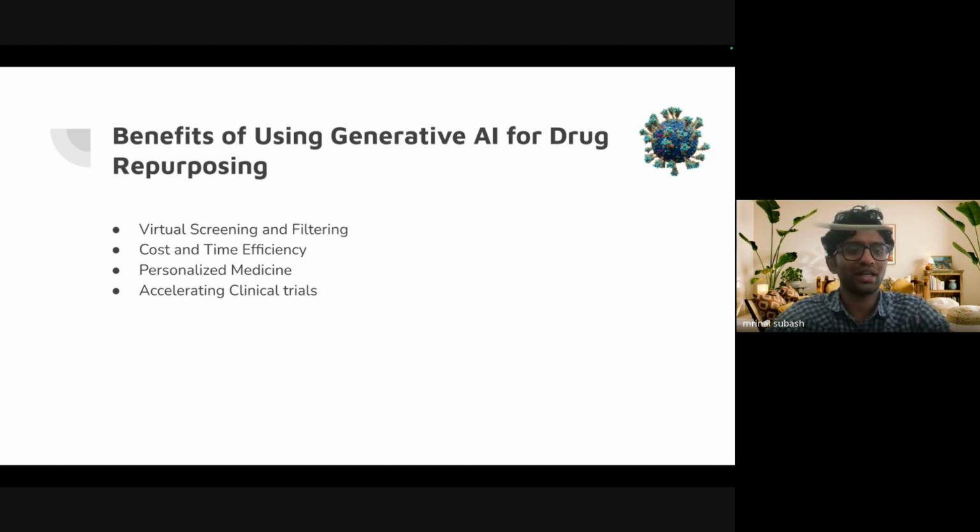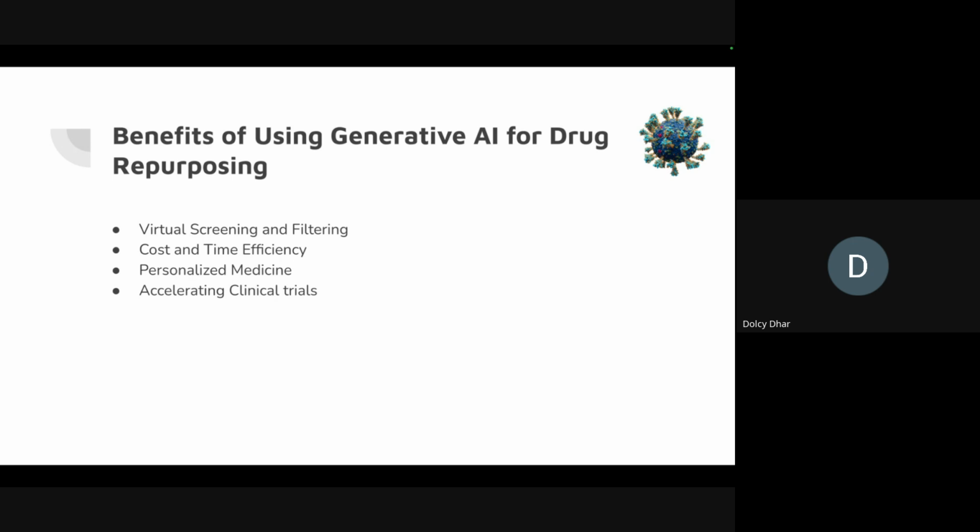Another thing is cost and time efficiency. So generative AI is, Mrinal, I just have a question here. Yes, sir. Could you also highlight what are the common large language models or any specific generative AI models that you have found which are currently used for drug repurposing? Just to give an overview. Okay.